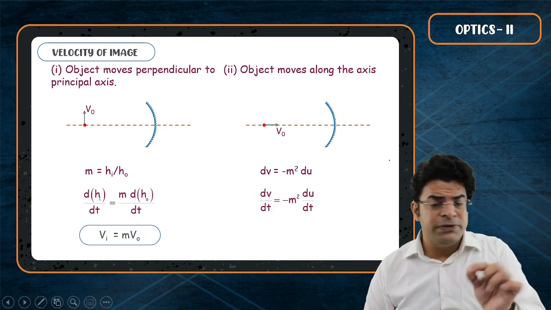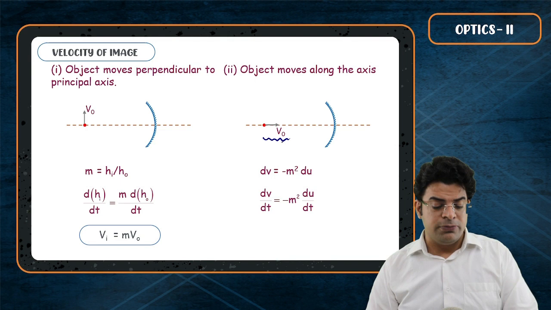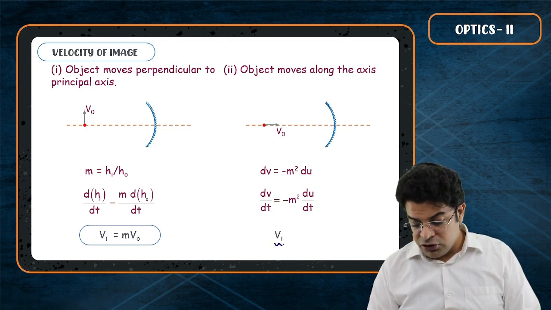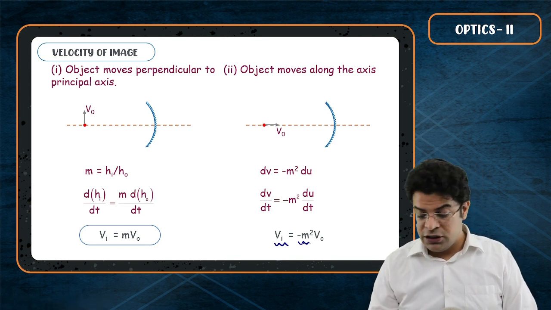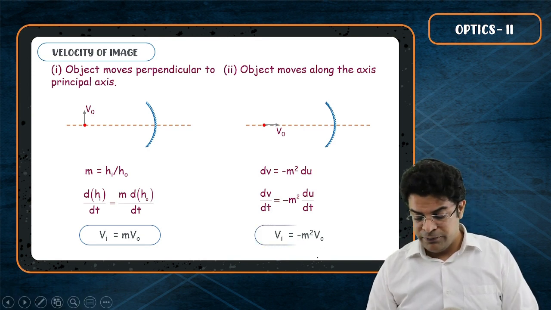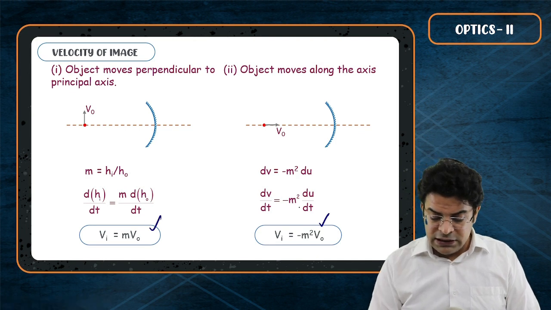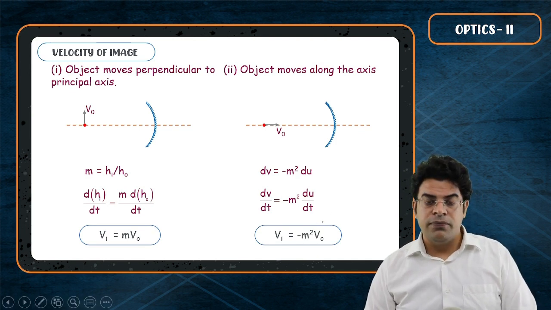So if the object has velocity parallel to the principal axis, then we say that velocity of image equals minus the transverse magnification whole square, for the same position, times the velocity of object. Now these are the important things that you should know.